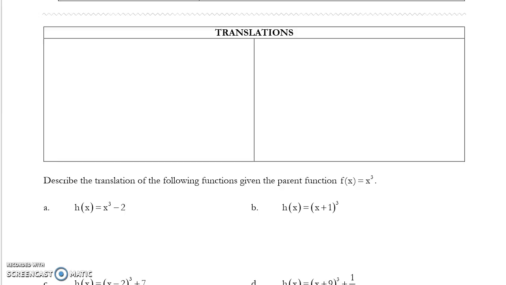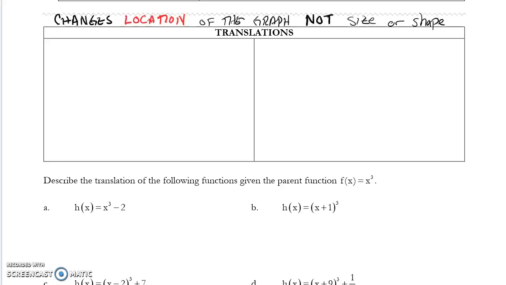Specifically, a translation will change the location of a graph or the location of the function in the coordinate plane, but not the size or the shape. So it won't make it bigger, it won't make it smaller, it won't change the orientation. So if it's a parabola that opens up, it won't change it to open down. All it does is it's going to shift it.